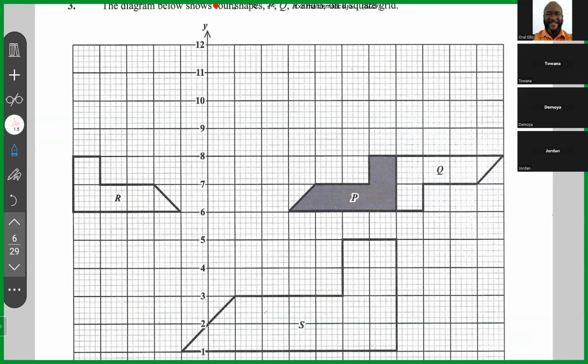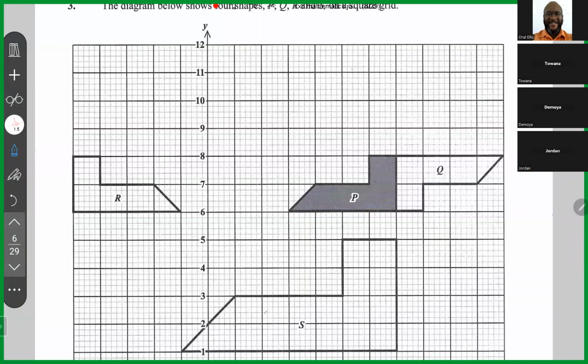All right, just by looking at this, I'm thinking rotation. Well, I'm sure it's a rotation. The transformations that you have to know are translation, reflection, rotation, and enlargement. This is clearly not a reflection. This is not an enlargement. The only thing I can think of is a rotation. So we just need to describe the rotation that maps P onto Q.